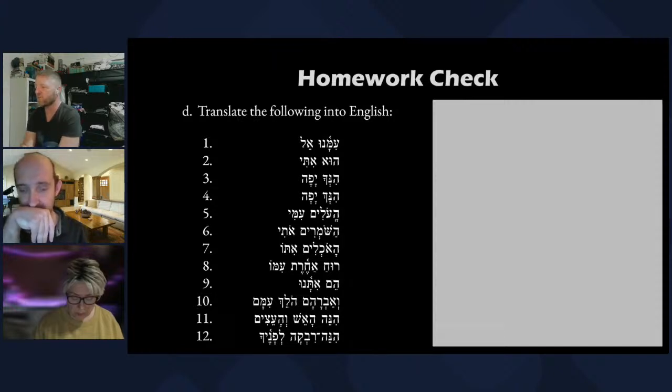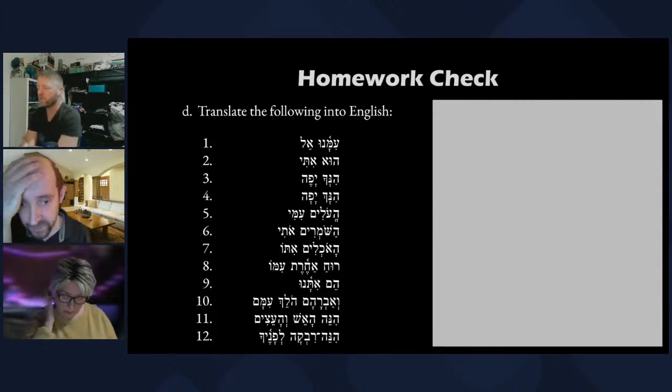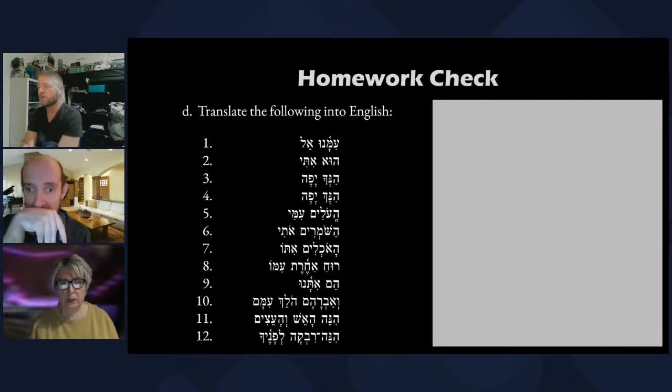Just like number 6 is a noun phrase. Hashomrim oti. Could it be a copular phrase, the keepers are with me? There, we would have to have a separation, I think. Ha'olim hem imi, the ones coming up, they are with me. There would need to be a separation. Ha'olim imi, those coming up with me. Hashomrim oti, the ones keeping or protecting or watching over me.